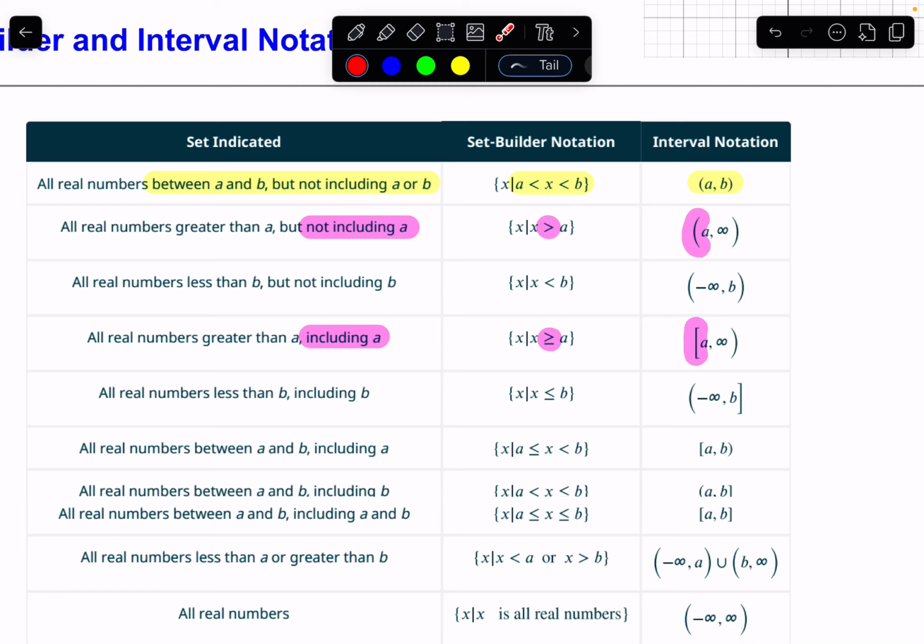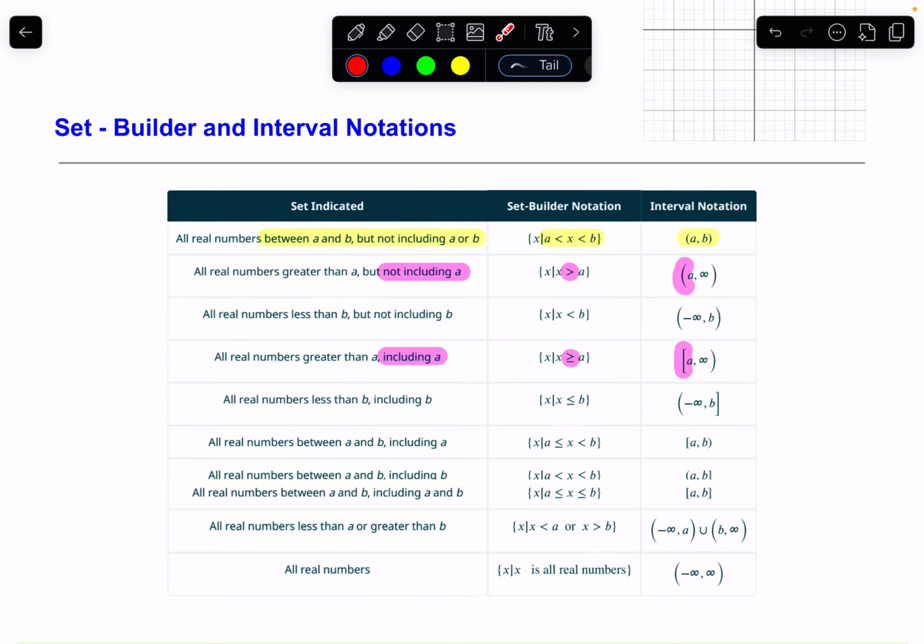To see the opposite of what it looks like when you do include something, if we have all real numbers greater than a, including a, then we do the exact same thing, but now we have a greater than or equal to symbol, and we will use a bracket on the a. If we want to include something, we use a bracket and this "or equal to" part on the inequality symbol. If we don't want to include it, we use a parenthesis and no "or equal to" part on that symbol. All the others are just variations of this. Feel free to read through that chart, but it's just different variations.